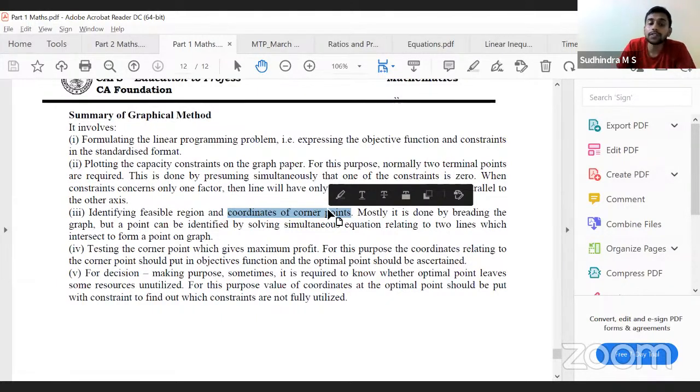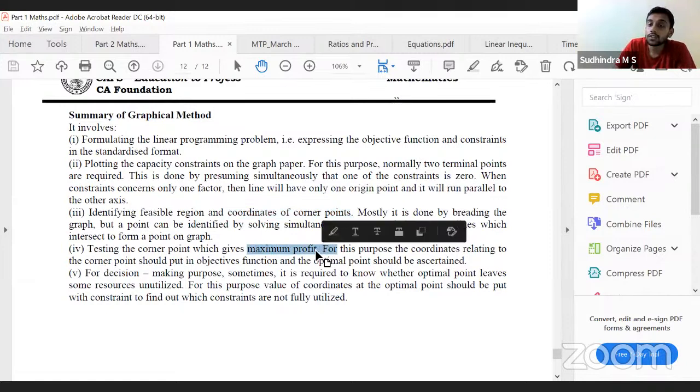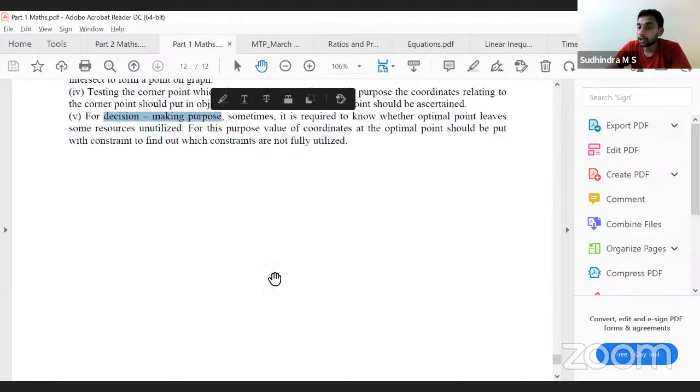Then test the corner points to find which gives the maximum profit. So we'll take the 4 corner points. Those 4 corner points will be tested with the given requirement, to see which gives the maximum profit. That is the optimum solution. That is the decision making that we have to come to.